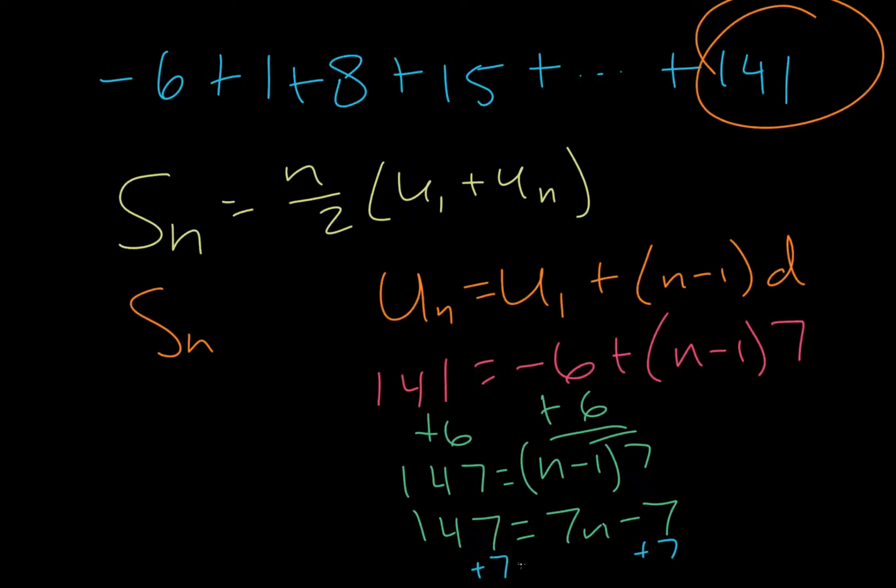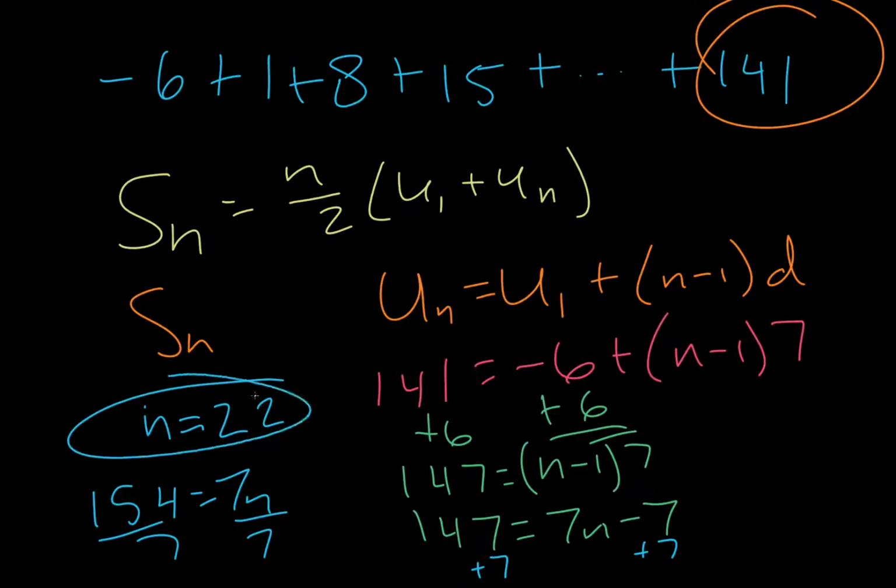Add 7 to both sides. So we get 154 equals 7n. We divide by 7, divide by 7. And so n is equal to 22. Sorry, I don't know what I was talking about. So n is equal to 22. This isn't our answer, but we will use it in this formula now.